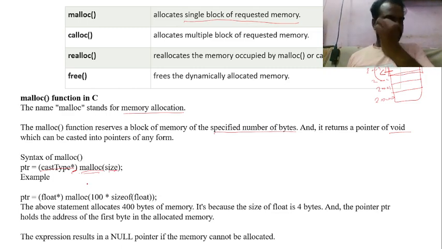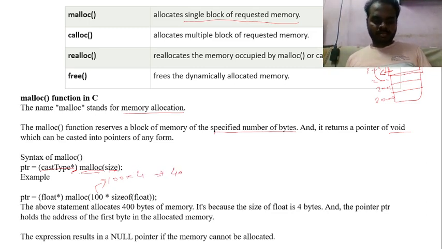Let's take an example here. ptr is nothing but your pointer variable, equal to float star. This is your casting type, and my function is malloc(100 * sizeof(float)). Here, 100 is the number of elements. I'm going to use 100 elements times the size of float. In C, the size of float is 4, so it will return 400.